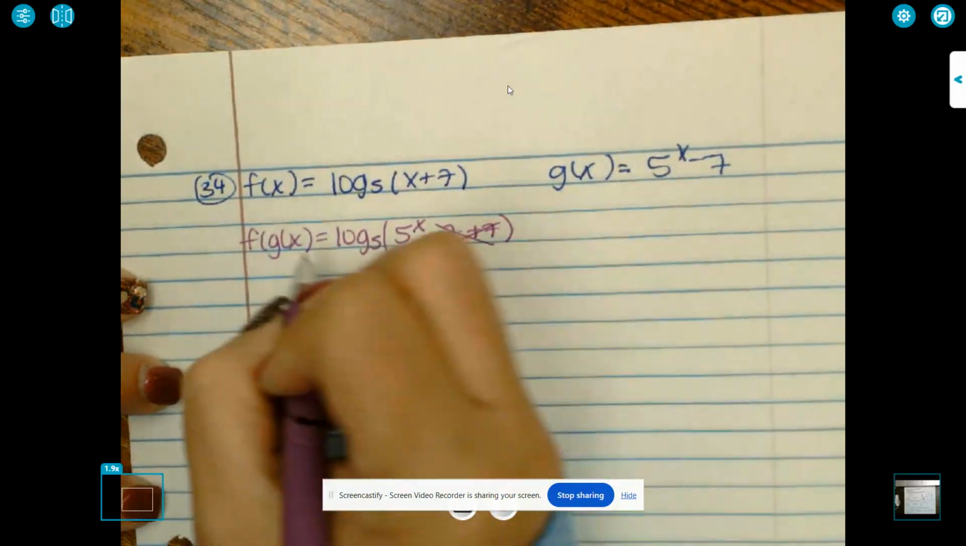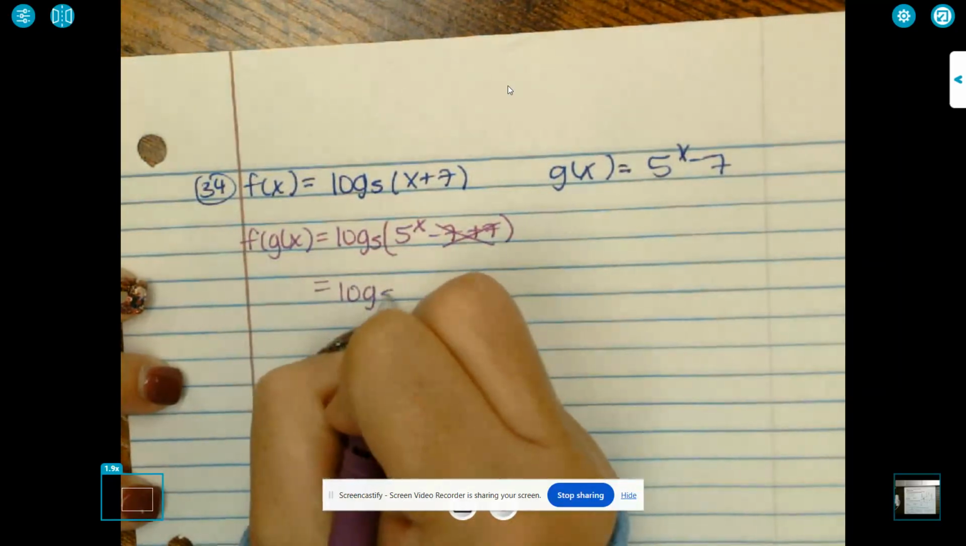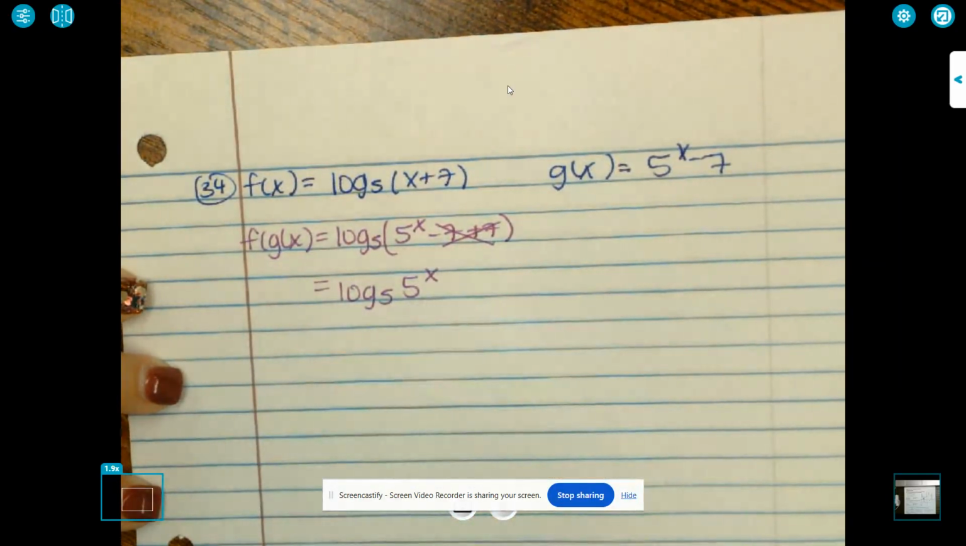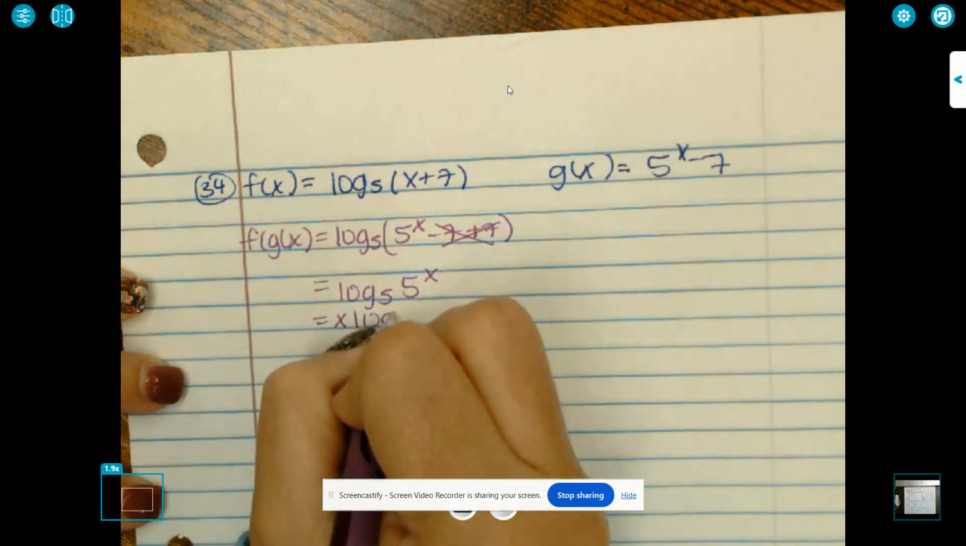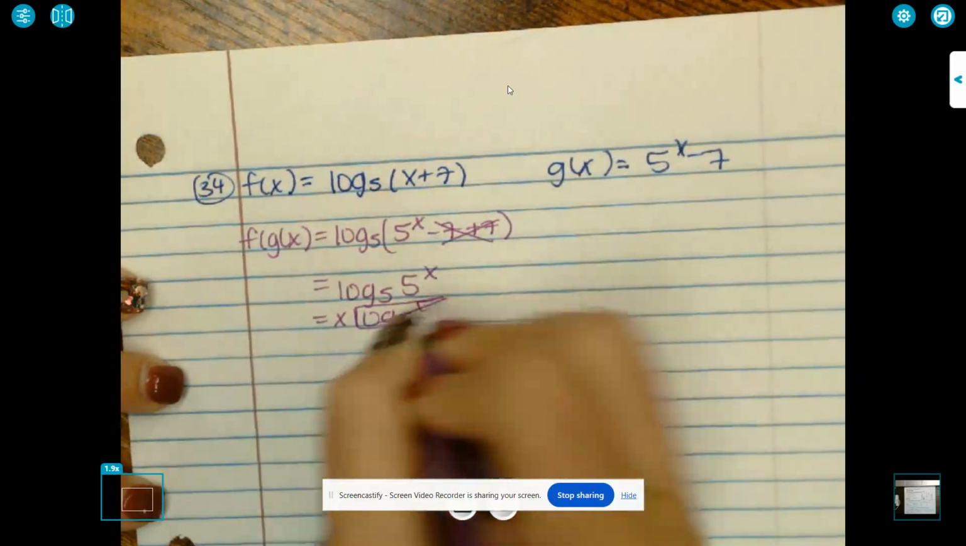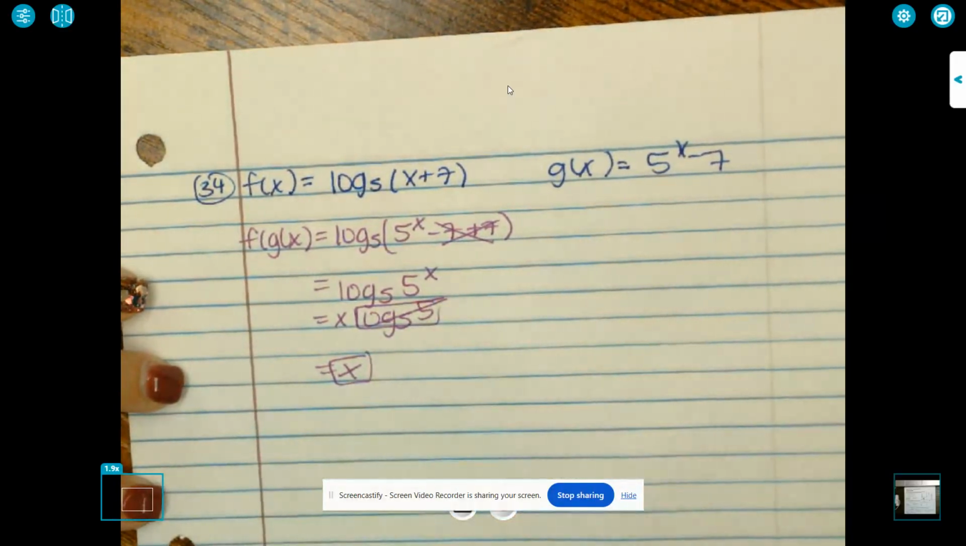Minus 7 plus 7 goes away. Log base 5, 5 to the x. Bring the x down front. And log base 5 of 5 becomes 1, which just gives me x.